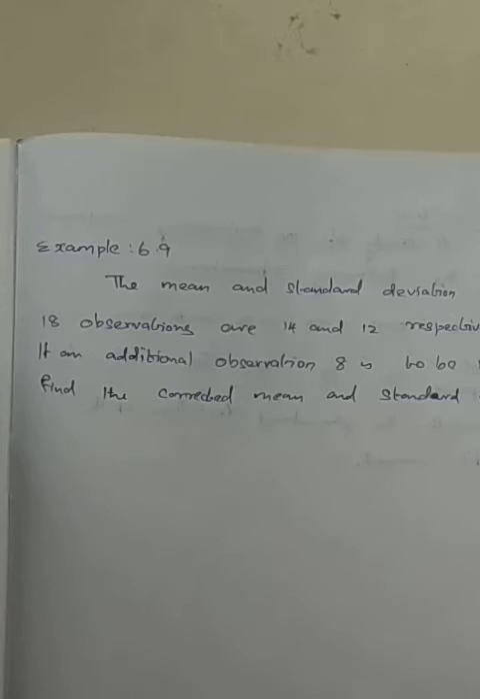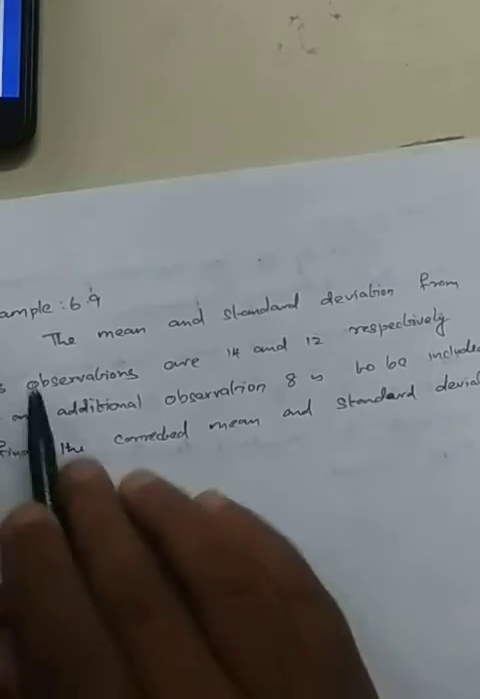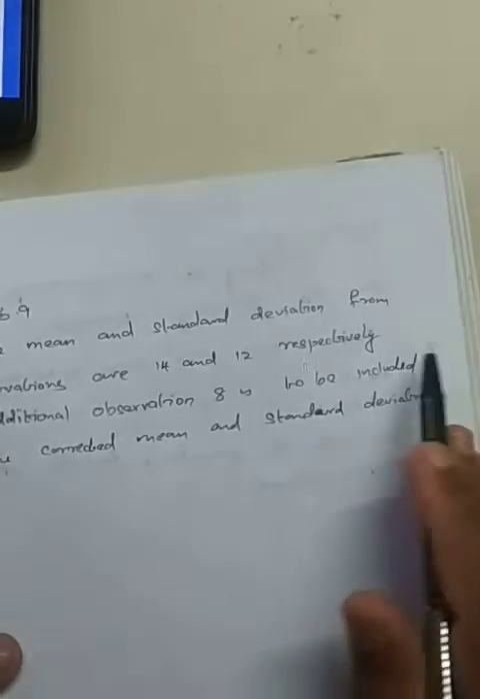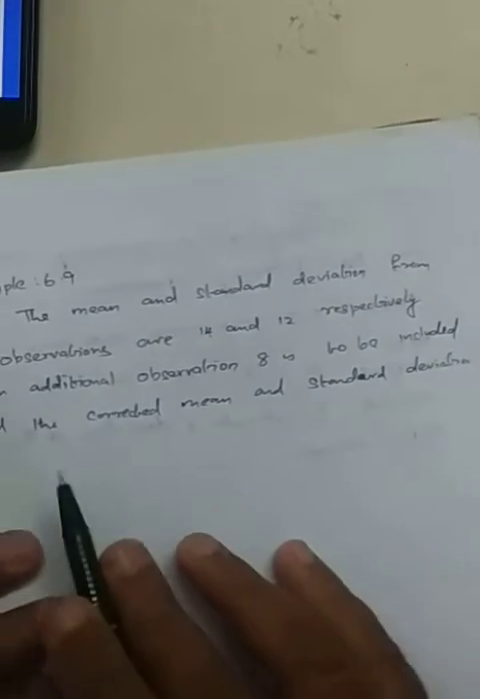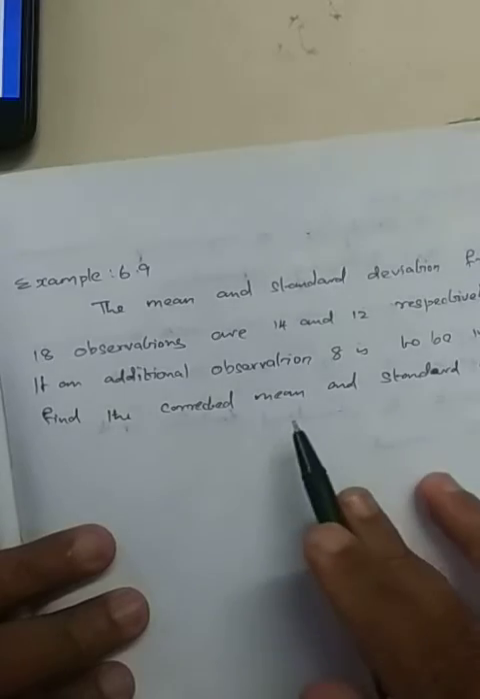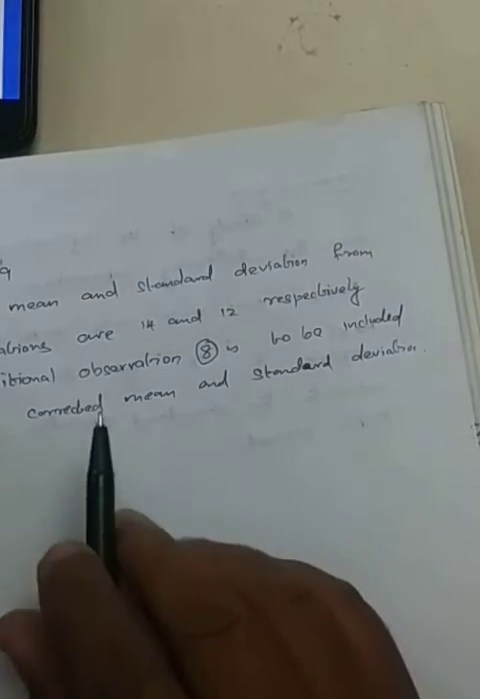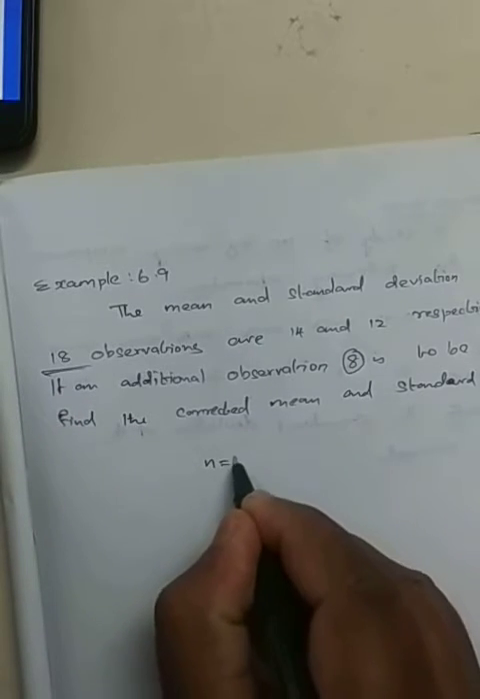Okay, so let's see the next problem. It is very interesting also. Example 6.9: the mean and standard deviation from observations are 14 and 12 respectively. If an additional observation 8 is to be included, find the corrected mean and standard deviation. So here one extra 8 is added. So how many observations are there now? 18 is there. So n is 18.